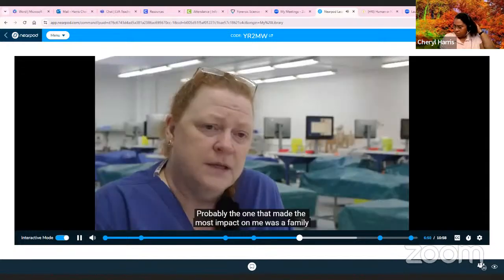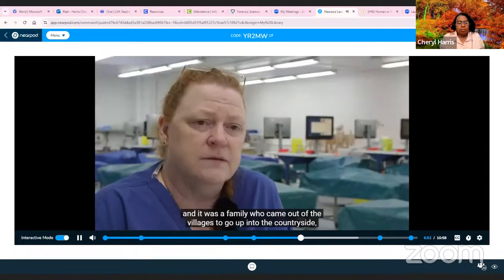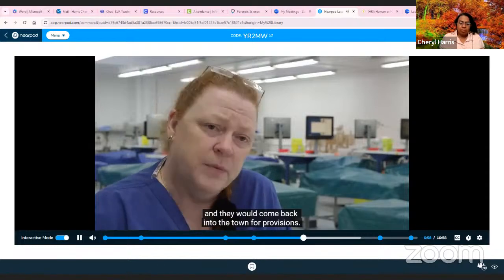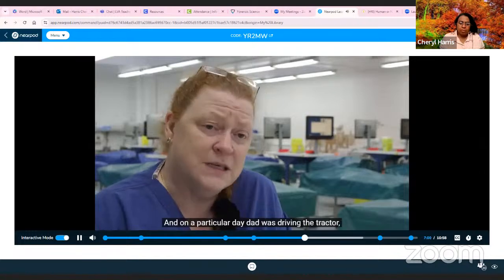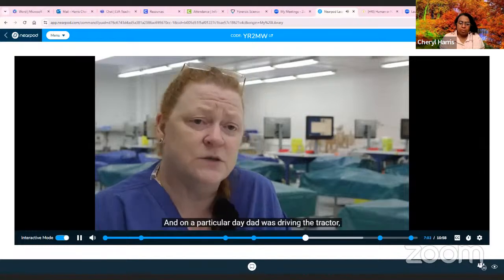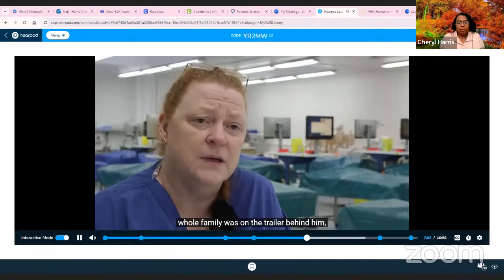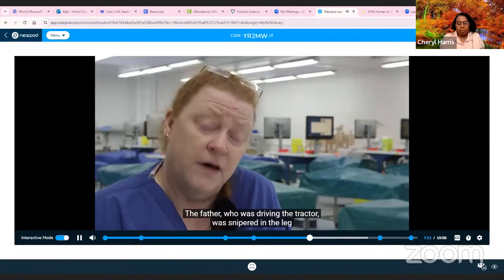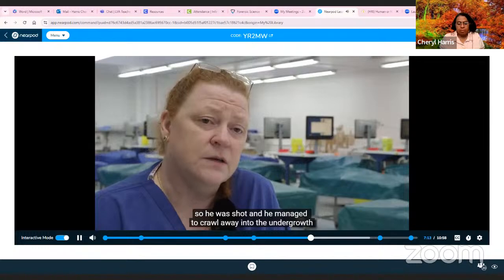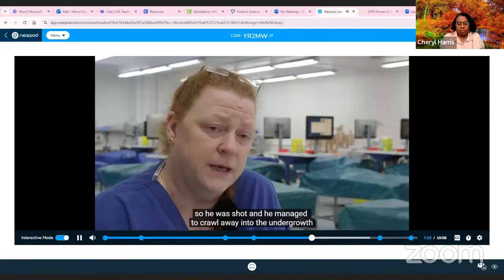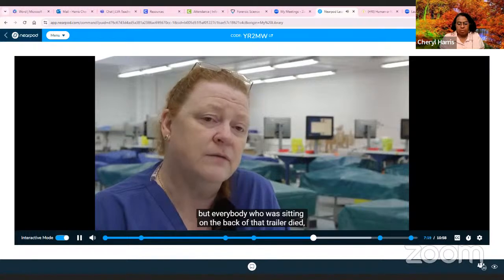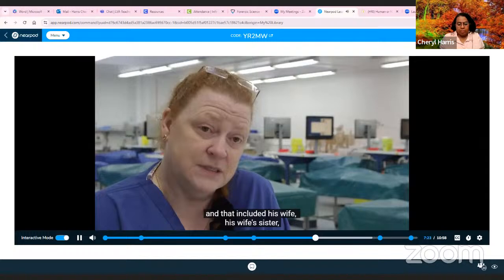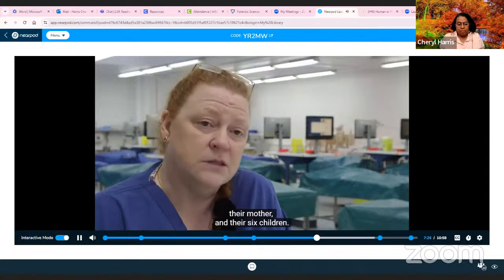Probably the one that made the most impact on me was a family who came out of the villages to go up into the countryside, and they would come back into the town for provisions. And on a particular day, Dad was driving the tractor, whole family was on the trailer behind him, and an RPG, rocket propelled grenade, took out the trailer. The father who was driving the tractor was sniped in the leg, so he was shot and he managed to crawl away into the undergrowth. But everybody who was sitting on the back of that trailer died, and that included his wife, his wife's sister, their mother, and their 6 children.